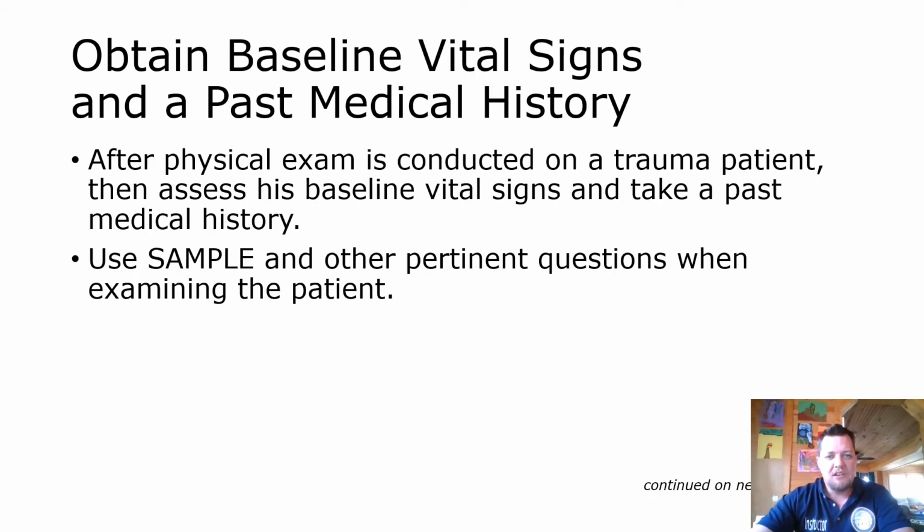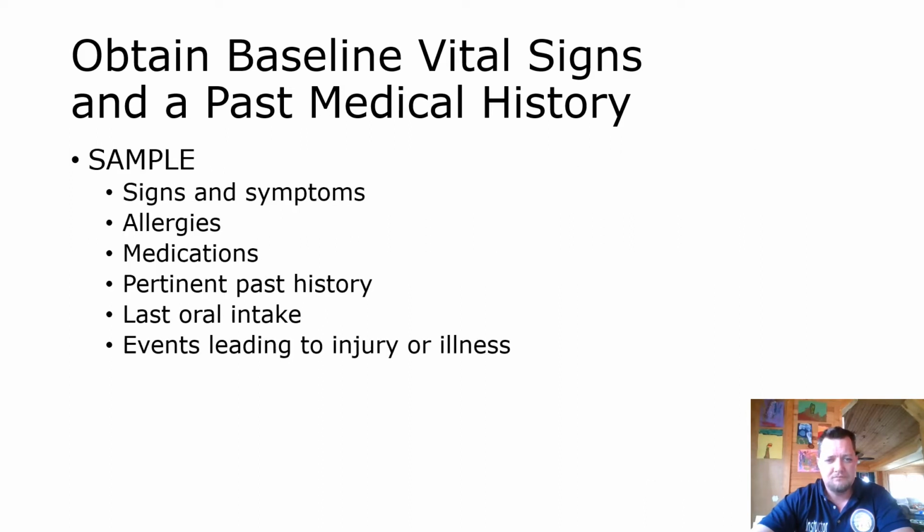Okay, so then we're going to obtain baseline vitals and a past medical history. After the physical exam is conducted on a trauma patient, then assess his baseline vitals and take a past medical history. Use SAMPLE and other pertinent questions when examining the patient. SAMPLE, again, is signs and symptoms, allergies, medications, pertinent past history, last oral intake, and what happened leading up to the injury or illness.